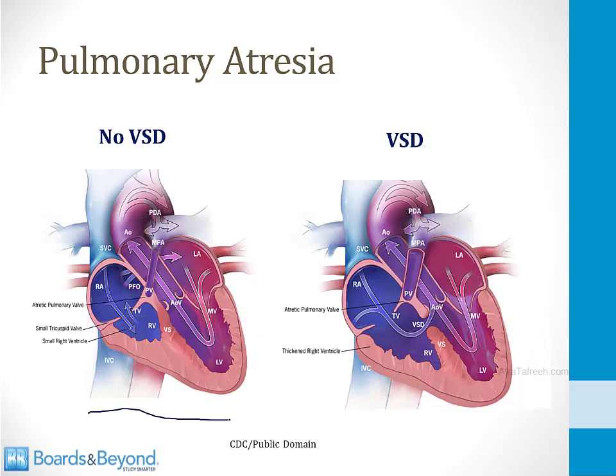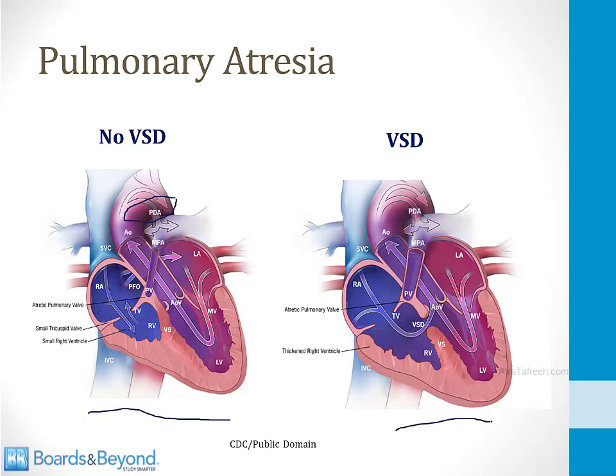On the left side is a heart that has no VSD. So in this situation, the right ventricle has nowhere to pump blood to. It can't pump it into the pulmonic valve, and it can't pump it to the left ventricle because there is no VSD. The left ventricle does all the work circulating blood. It pumps blood into the aorta, and then some of that goes through the PDA and gets to the lungs.